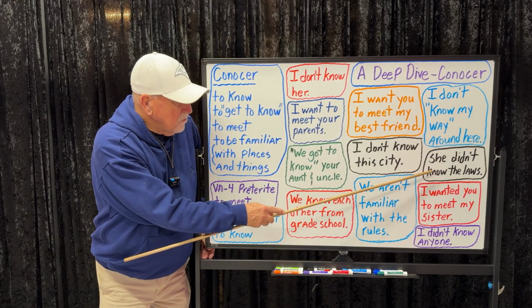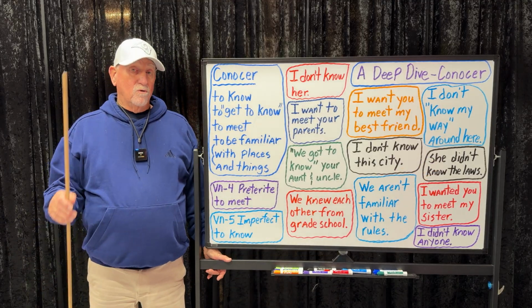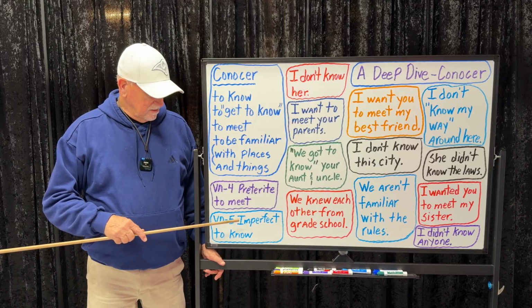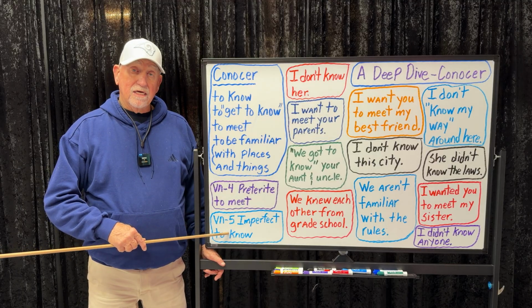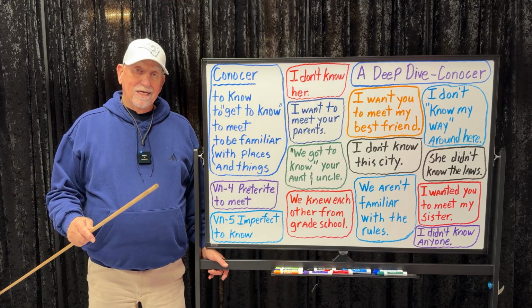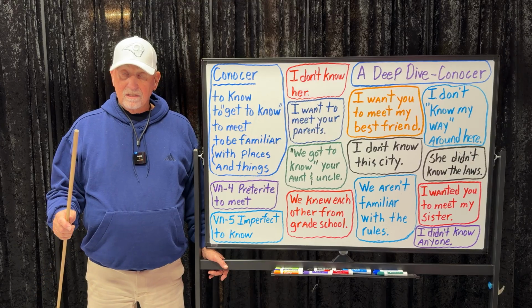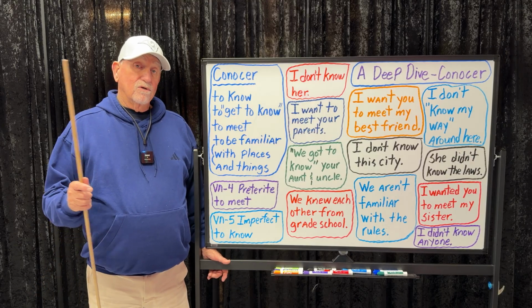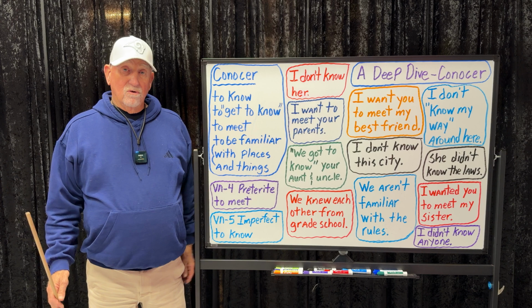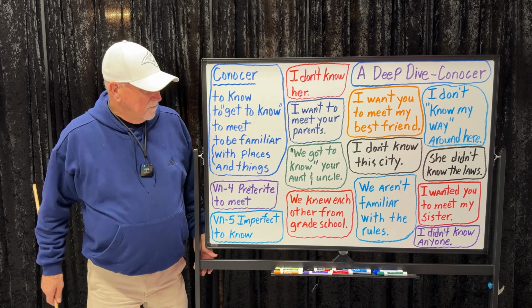She didn't know the laws. We got to go past. To know in the past is imperfect. Verb number 5, conocía. She did not know the laws. Las leyes are the laws. No conocía las leyes.